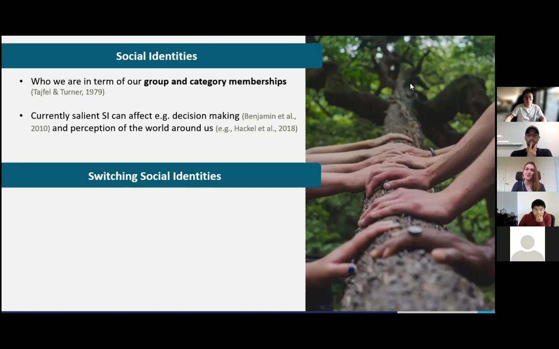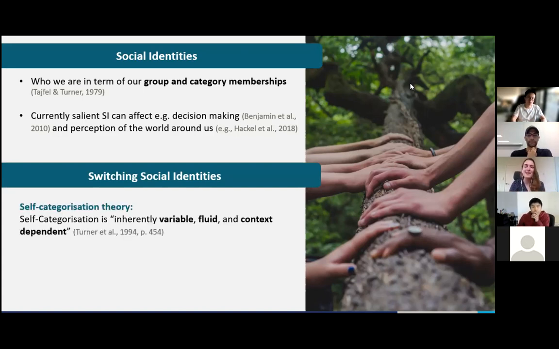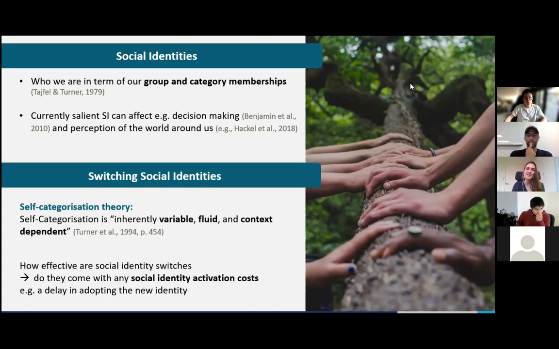So social identity switches truly are an important part of our daily life, but we don't know that much about them. So self-categorization theory states that social identity switches are inherently variable, fluid, and context-dependent. So that sounds quite automatic, as if we're sort of just adjusting to our surrounding, but this hasn't really been tested empirically. So we wanted to know whether switching social identities comes with any types of costs. So that could be, for example, a delay in activating the identity that we're switching towards. And in our research, we call this social identity activation costs.